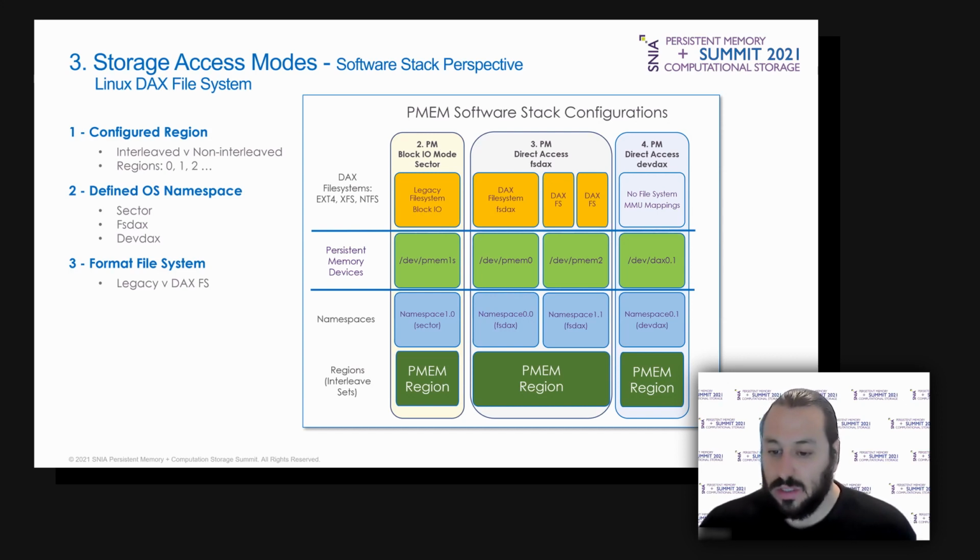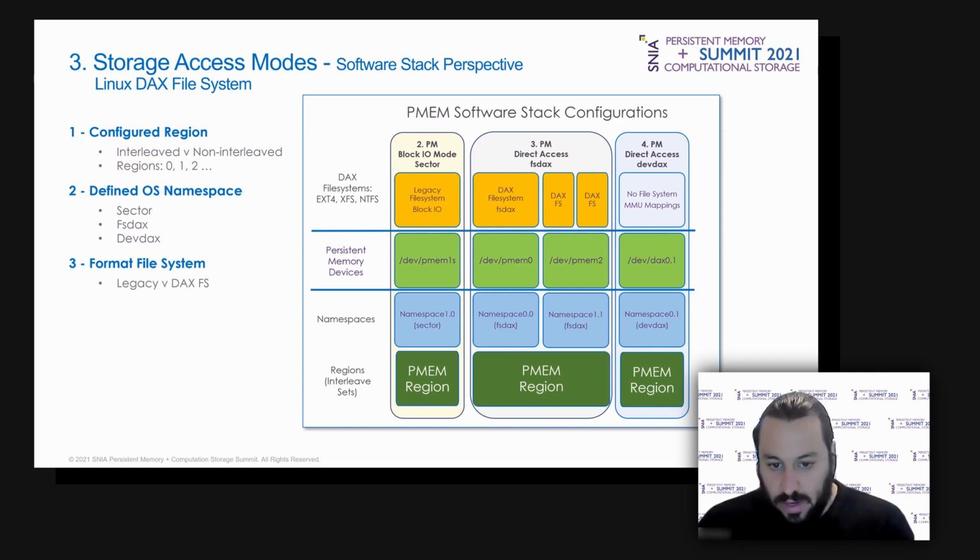Then out of these regions, we can carve some space using namespaces. And there are different types of namespaces, and here's where we configure the different modes that we have been talking about. So for example, in column 2, we have the sector namespace, which allows us to have that sector atomicity protection that I talked about.